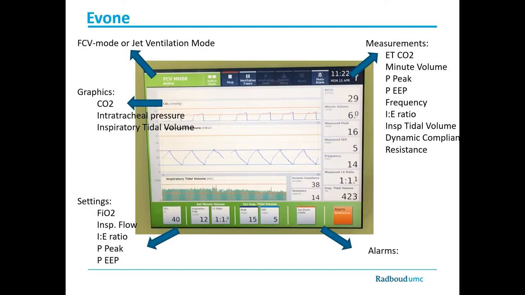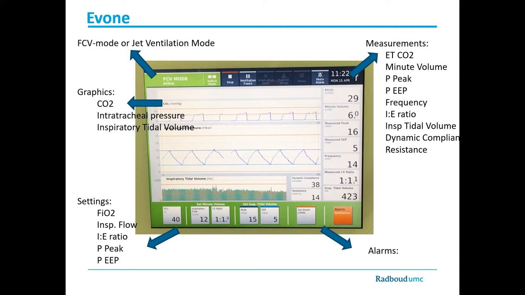Here you see the Evone ventilator. There is a constant flow that can be set, an I to E ratio, expiratory pressure and peak pressure, and of course also the inspired fraction of oxygen. Tracheal pressure is measured through a third lumen of the Tritube. Inspiration will last until the set peak pressure is reached, and then the machine switches automatically to expiration with active suction until end expiratory pressure is reached.